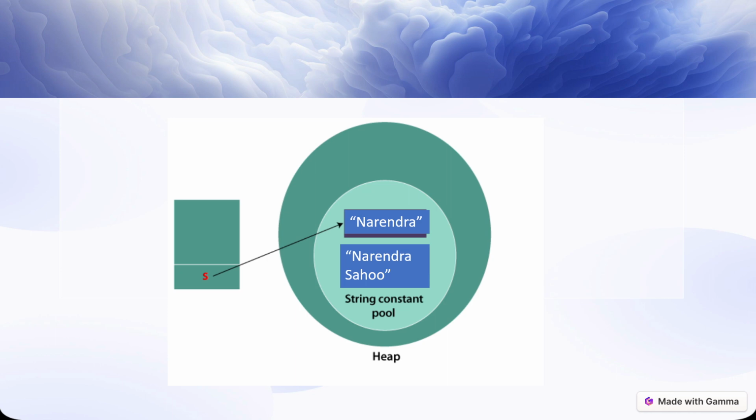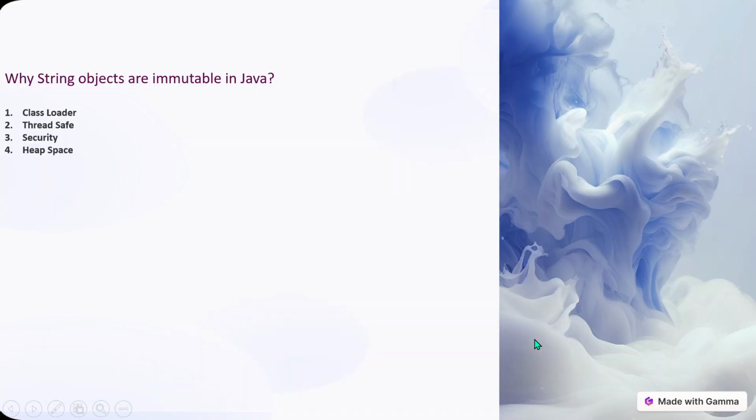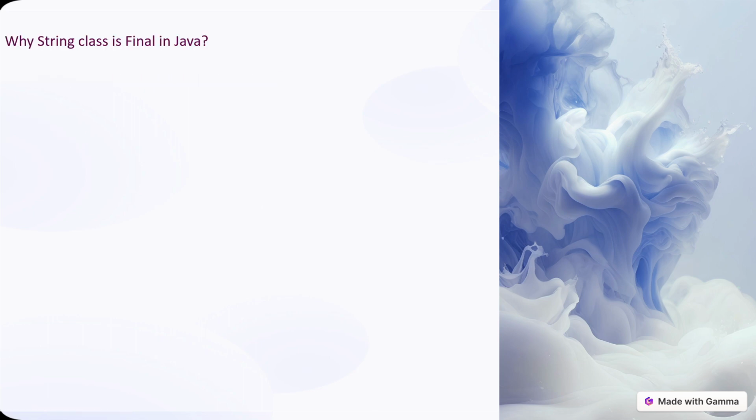You see, s equal to Narendra. Then you appended Sahu. Then it becomes a new string, Narendra Sahu. That also I explained. And why are string objects immutable? I told you: heap space memory management, security, thread safety, and class loader time. I explained these four things.